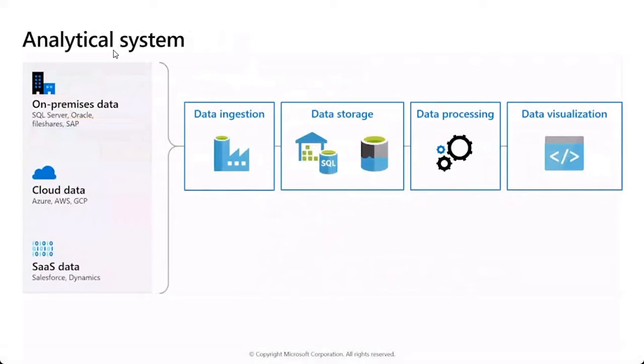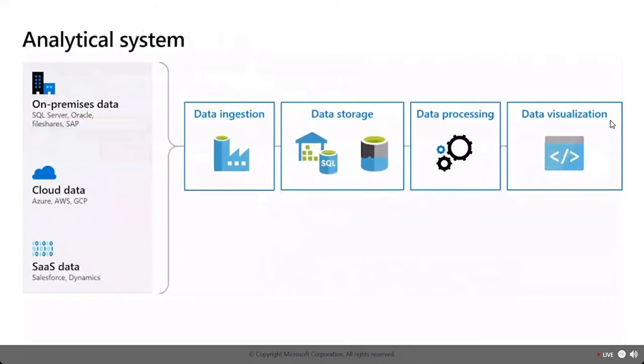Analytical data processing systems need to perform quite similar tasks, such as data ingestion, data storage, data transformation, data querying, and data visualization. So this is a pipeline of services to build an analytical system. Now, data ingestion is really about capturing raw data.